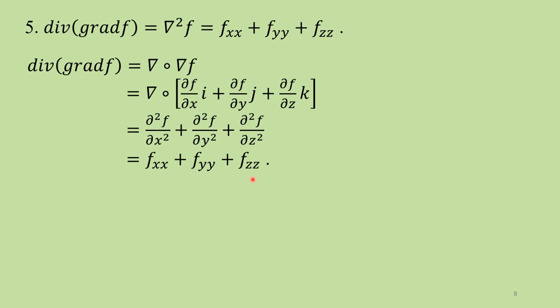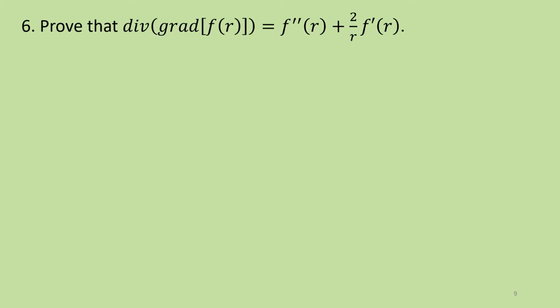Whenever we have a problem on this div of grad f, we can simply partially differentiate f with respect to x, y, z twice and sum it up. So we'll get the divergence of grad f or del square f. So the next identity: prove that div of grad of f of r is equal to f double dash of r plus 2 by r times f dash of r.